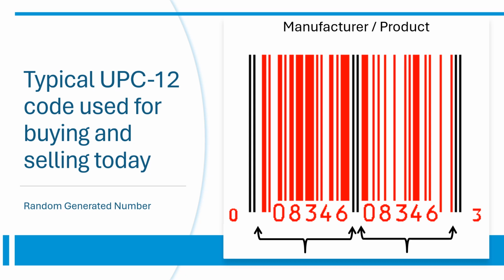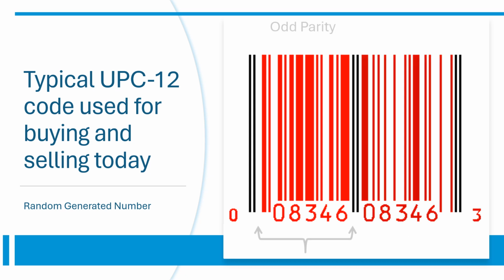The next 5 digits represent the unique product. The last digit is the check digit. Like the first digit, it is also placed outside the mark in the quiet zone. The manufacturer code is encoded with an odd parity. This odd, even parity encoding allows the barcode scanners to know which side is the beginning of the encoded numbering.